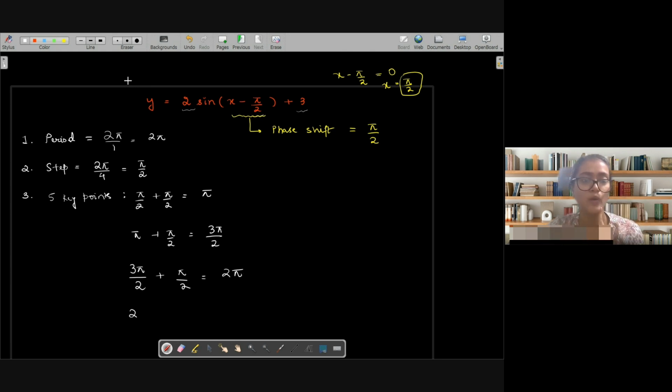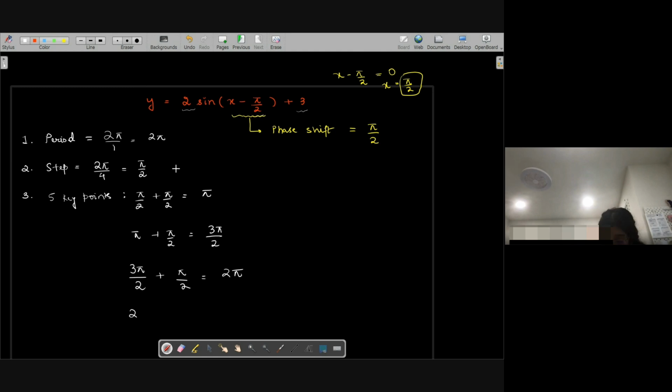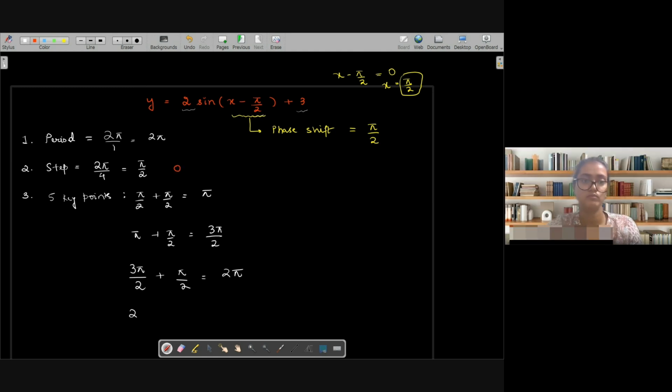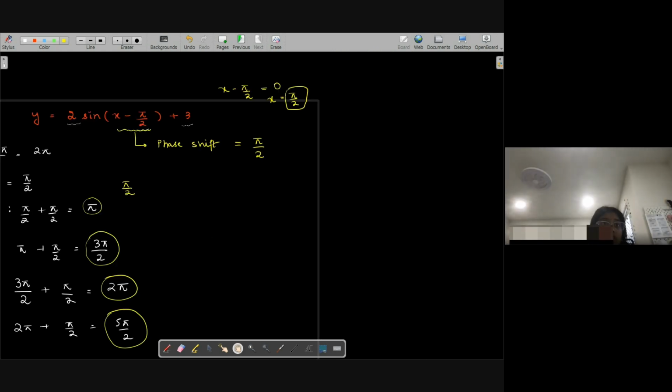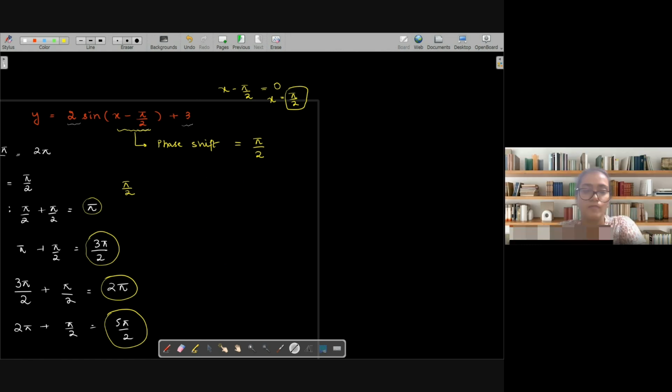So how many points do we have? 4 points so far, starting from, sorry, not 0. We'll start from pi over 2 because of the phase shift. So we have pi over 2, then pi, then 3 pi over 2, then 2 pi. We need one more point: 2 pi plus pi over 2, that's 5 pi over 2. So we have the 5 key points. We're counting pi over 2 as one point. So the scale on the x-axis, each unit will be pi over 2.